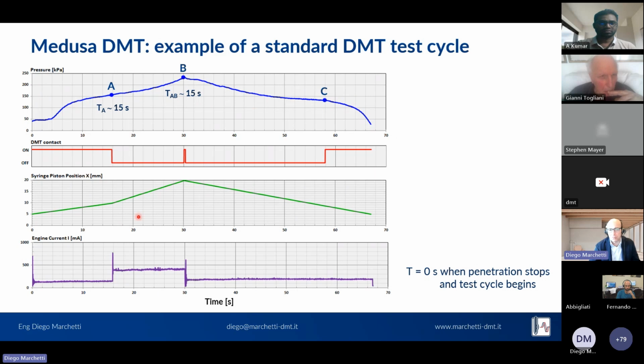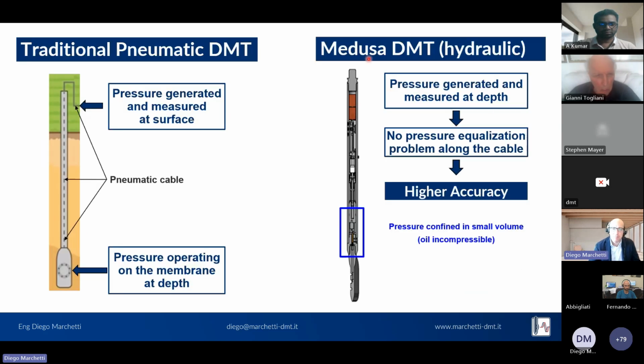So you have full control on what is going on, also in terms of the position of the piston, of the engine current to the motorized syringe. And it is impossible to overinflate the membrane due to the volume of oil that is controlled, and really a lot of benefits. Now, the main benefit between the traditional pneumatic DMT and the Medusa DMT is related to the following explanation. When we use the pneumatic equipment, the pressure is generated and measured at surface, whereas it acts and operates at depth with the membrane through a pneumatic cable.